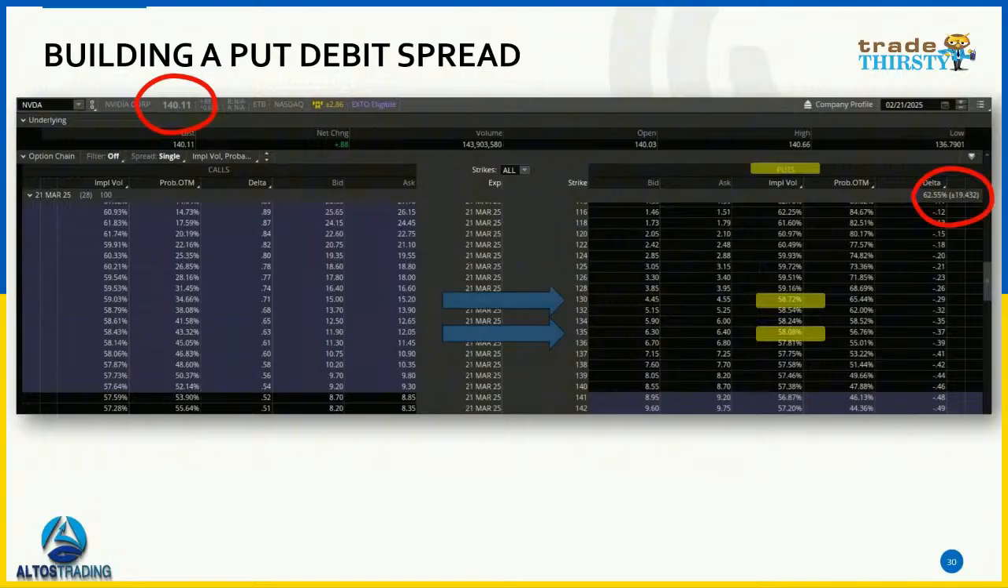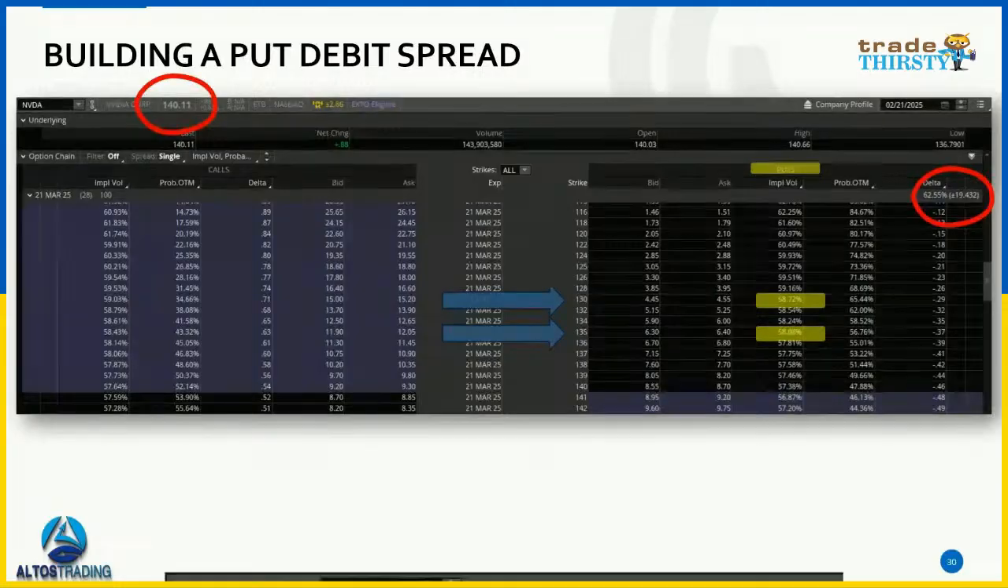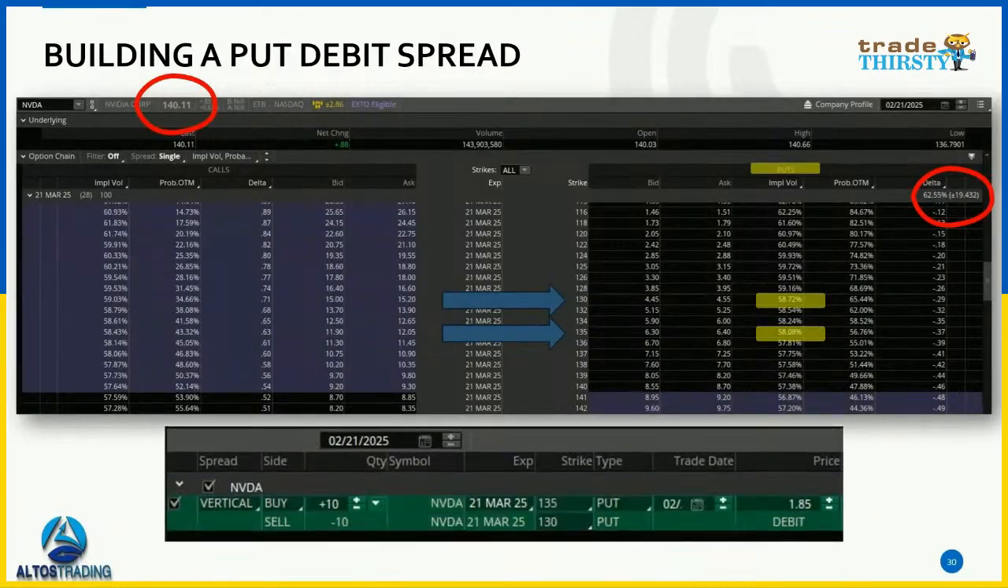So the correct strategy here for the vol skew to be in our favor is to buy the 135 strike and sell the 130. Now the vol skew is in our favor. This is what building that trade would look like: going out to March 21st, going long the 135s, going short the 130s for a 5-point wide put vertical.